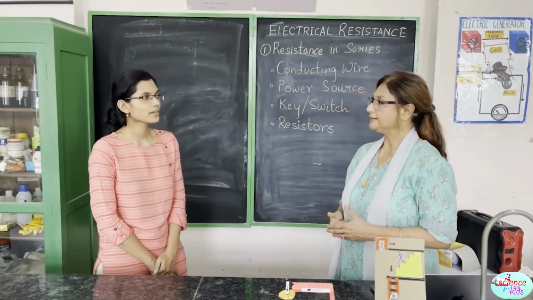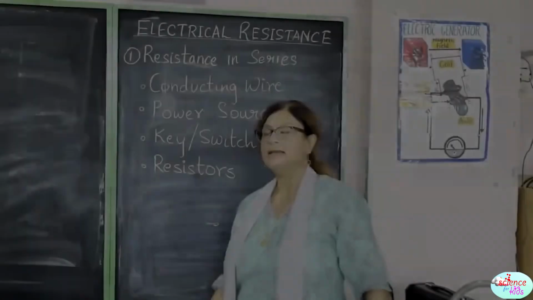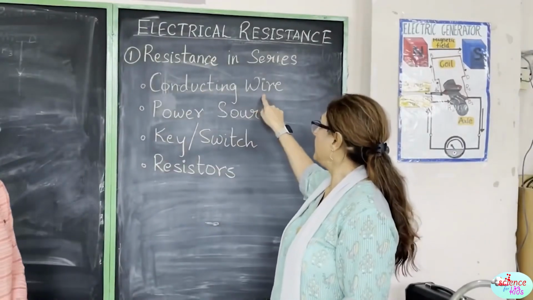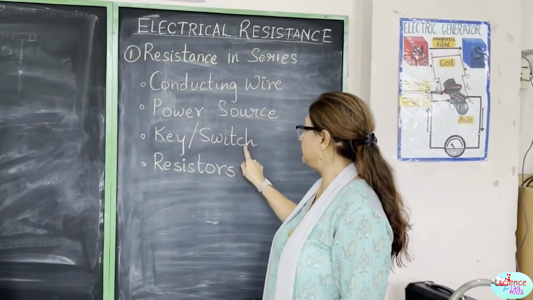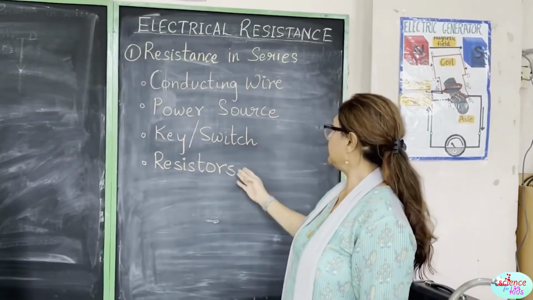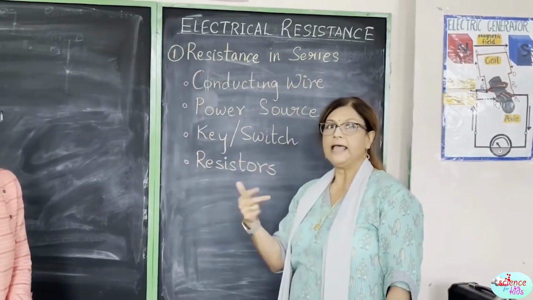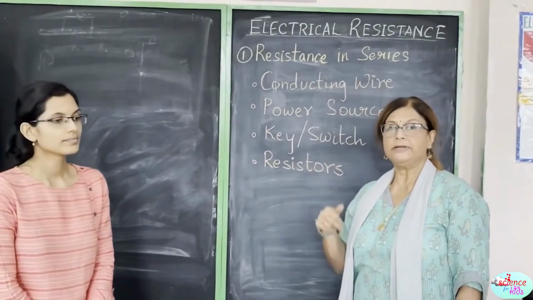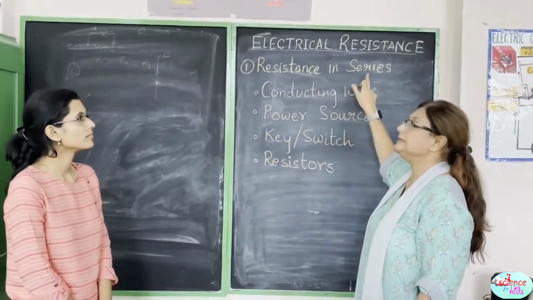Yes, that's correct. And you know, a circuit has more than one component, such as conducting wire, power source, key, also known as switch, and resistors. You also know that these resistors can be connected in two different ways, in series and in parallel. In today's session, we will be talking about resistance in series.